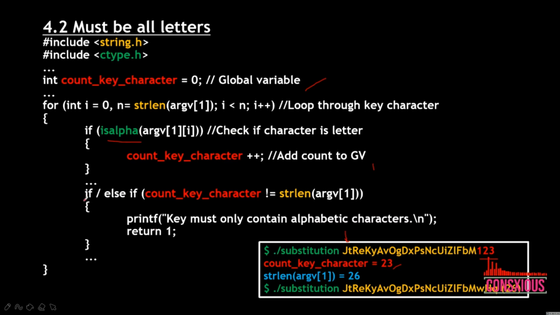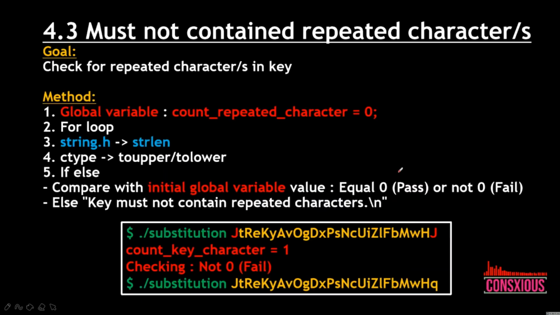You can use the if or else if, so we can use conditions like this. If the count key character is not equal to the string length of argument vector 1, this will be a fail. When it fails, the program will print this statement. So which is wrong. Okay.